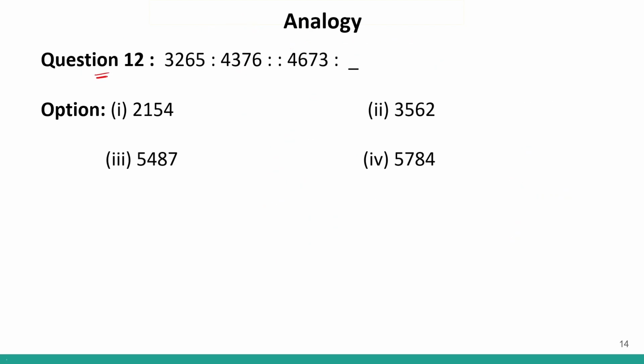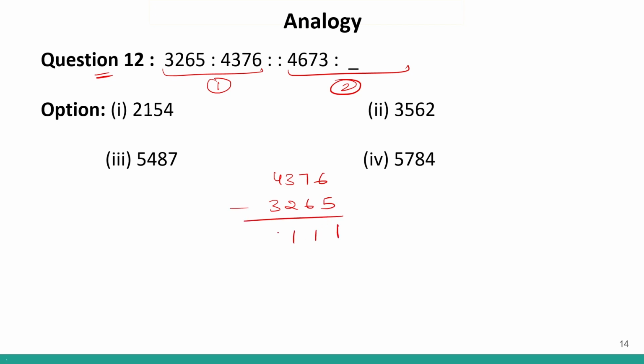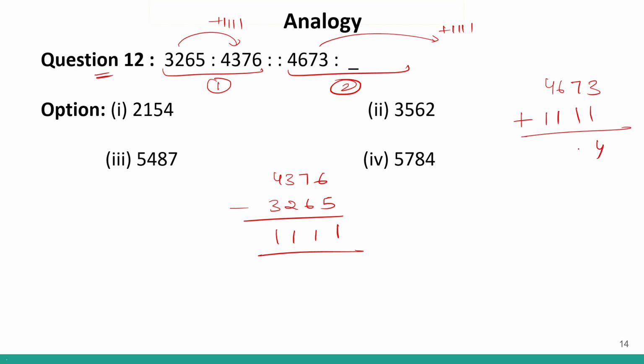Clear? Question number 12. Bigger numbers, so maybe let us try to find the difference. So between these two numbers, this is pair 1, this is pair 2. So 4376 and we have 3265. So if I subtract, I will get 1111. So there is an addition of 1111. So now I will do the same addition of 1111. So 4673 plus 1111. So I'll get 4, 8, 7 and 5. So my answer will be 5784. This is my answer, which is given in option number 4. So option number 4 will be the correct answer to this question.